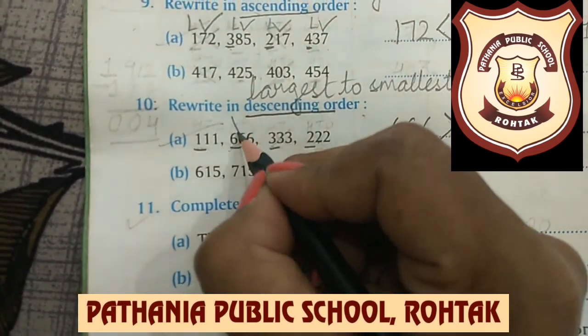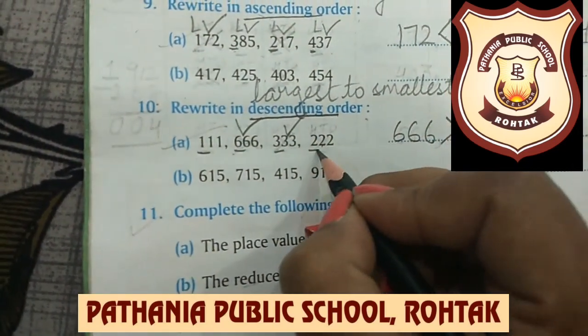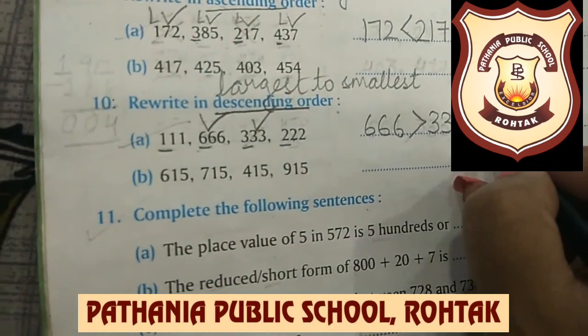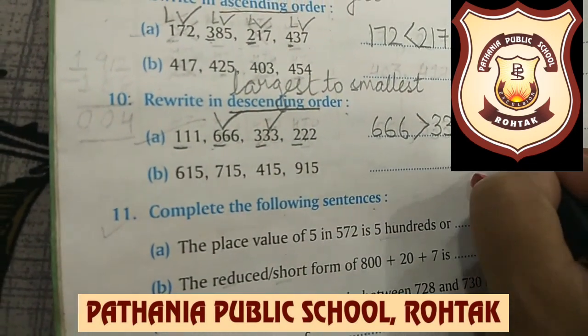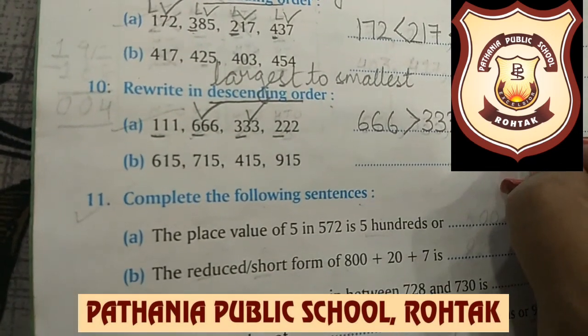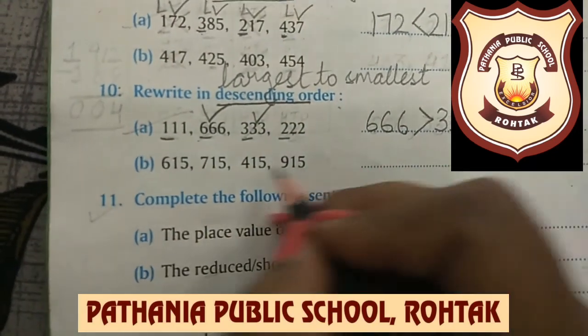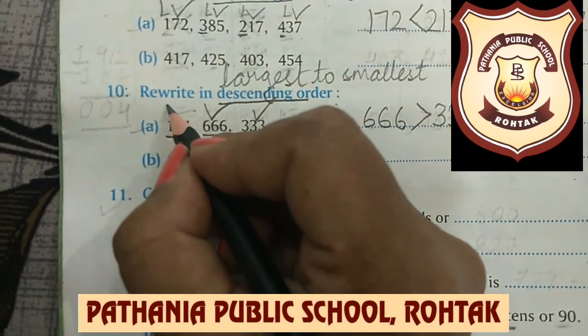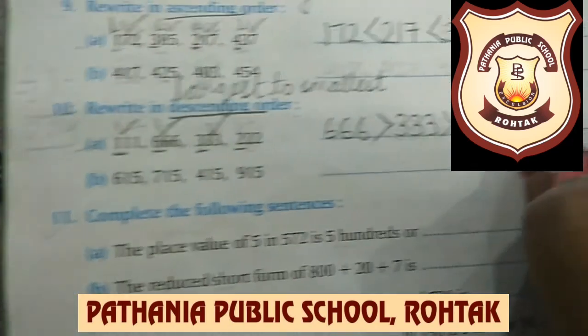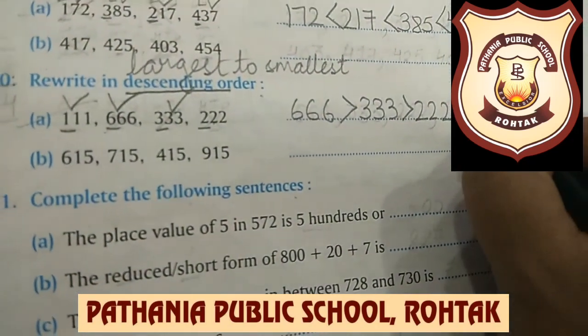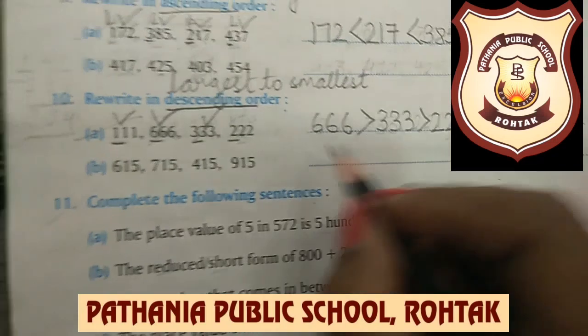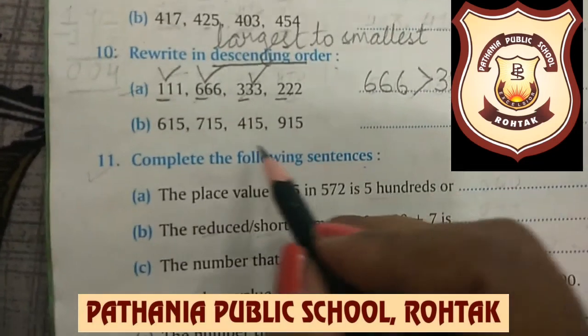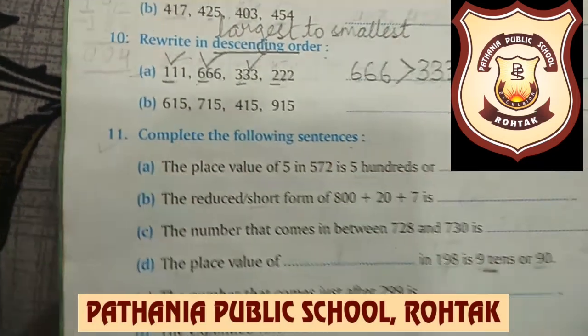Again it will have a greater than sign. Now after 333, 2 is the largest digit. So we will write here 222 and again it will have a greater than sign with it. And 1 is the smallest digit. So 111 will be the smallest number. So by applying the same method you can do B part on your own.